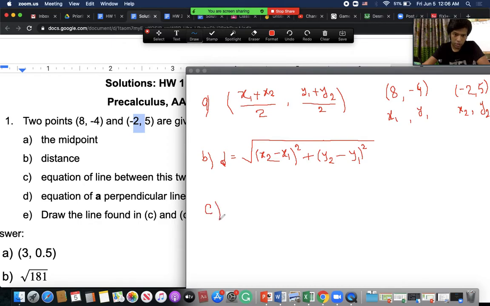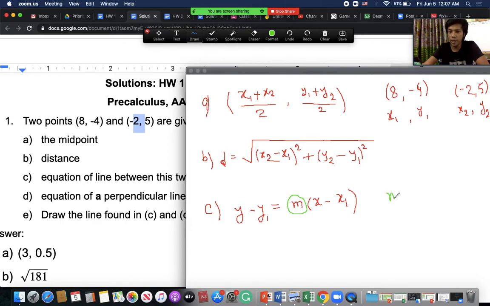Then part C: find the equation of the line through these 2 points. There are some tools to find the equation through 2 points, and one is the point-slope form, which helps us the most. The point-slope form is y minus y1 equals m times (x minus x1). You can directly see the values of x1 and y1, which are given here, and the only value not given is m. We have to find out m.